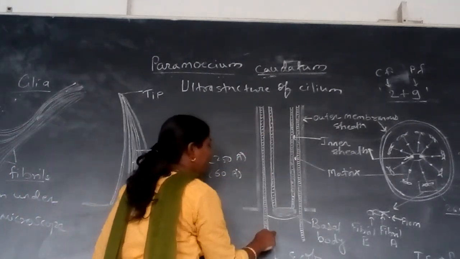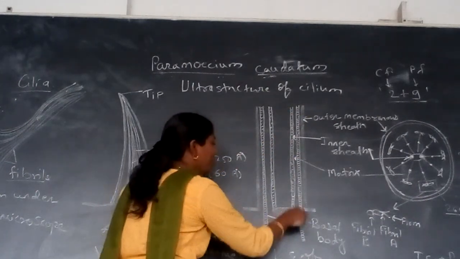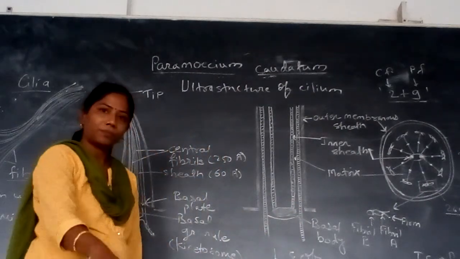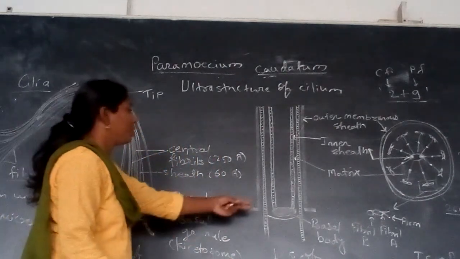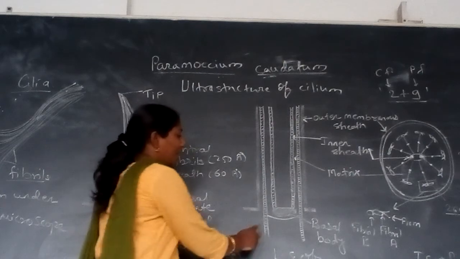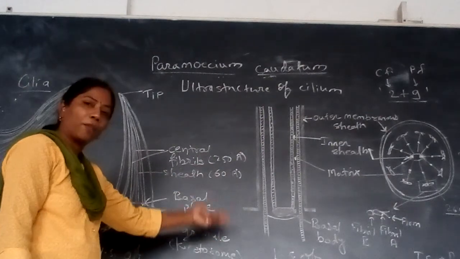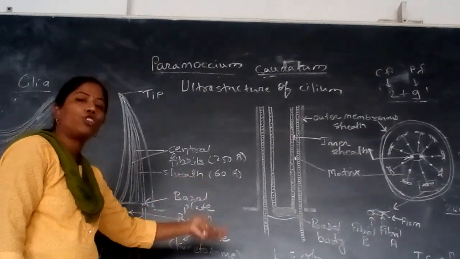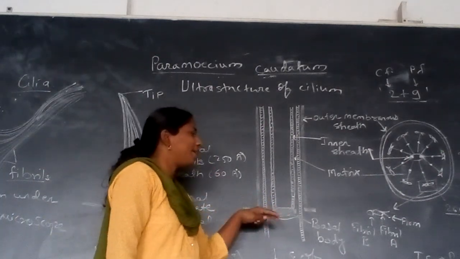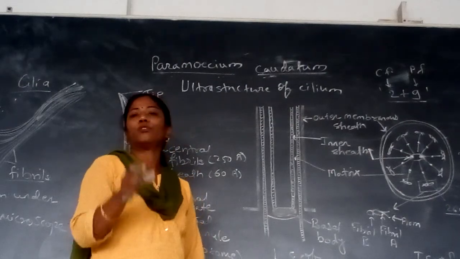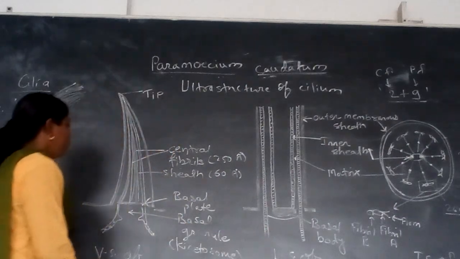But the 9 peripheral fibrils are there. These peripheral fibrils remain embedded in the cytoplasm, because the muscle body or muscle granule, we also call it a peritosome, is also present here. The peripheral fibrils are present up to or below the pellicle, and the central fibrils are just present up to the pellicle. They do not remain inserted below the pellicle. So this is about the LS of the cilia.